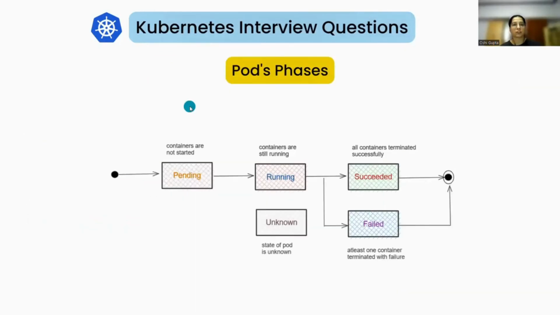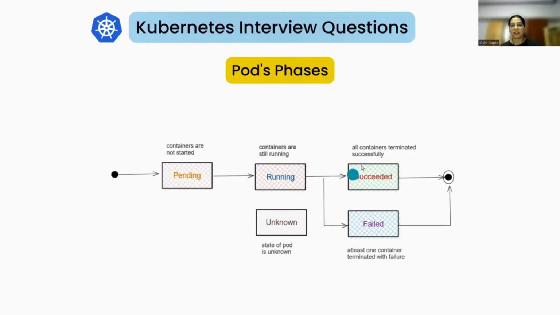After creation, a pod goes through several phases, which show a high-level summary of where the pod is in its life cycle. After creation, it goes into the pending phase, which shows that the containers inside the pod have not been created and started, and the images are still being pulled from the registry. After this, it goes into the running phase, which shows that containers are running and doing their task.